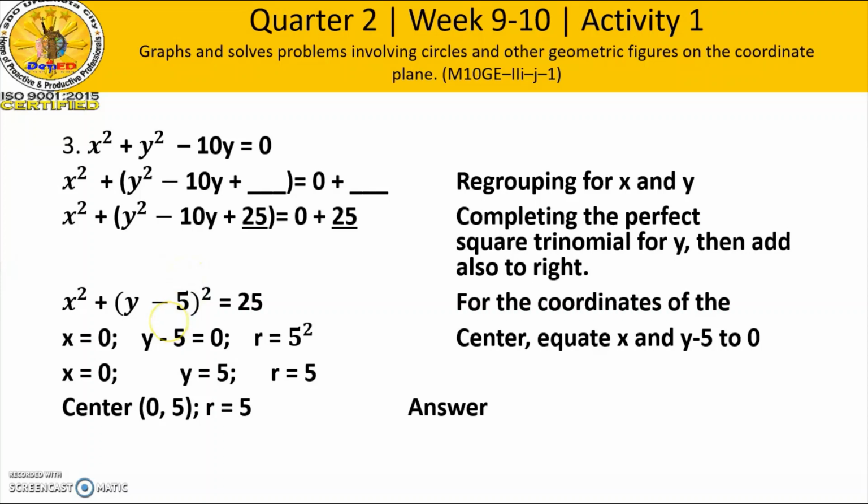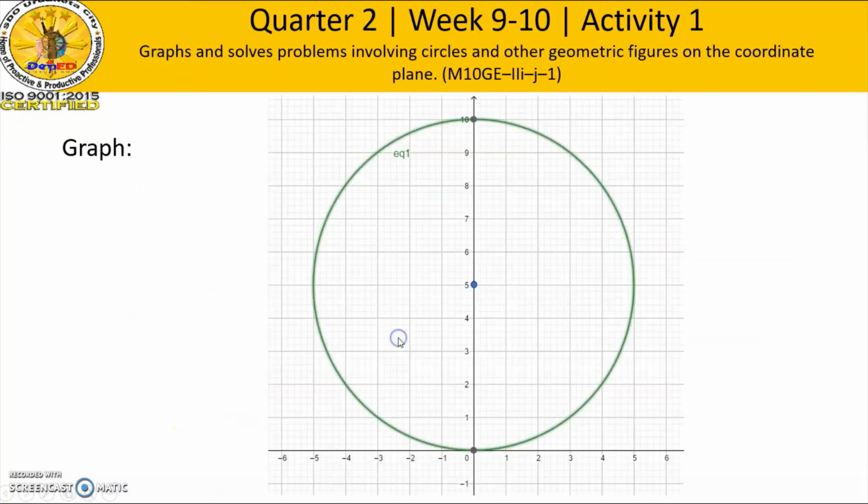Now, by getting the factor of the perfect square trinomial, we have x squared plus (y minus 5) squared equals 25. We now have the value of x equal to 0, and y equal to positive 5 and a radius of 5 units. So the center of this circle is at point (0, 5) and a radius of 5 units. Here is the graph of the circle. We have the center at point (0, 5) and a radius of 5 units.